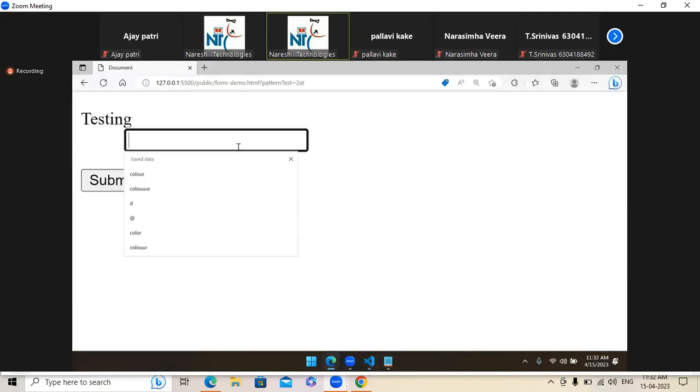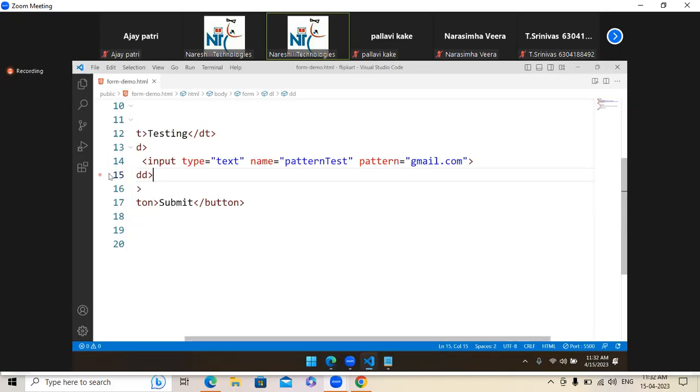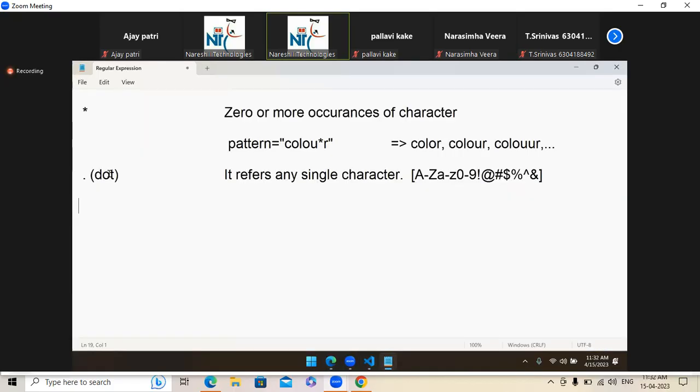Suppose I am typing gmail.com, it will allow. But only dot should be allowed. But dot is already used as a meta character. Then we use slash. This slash is considered an escape sequence character.